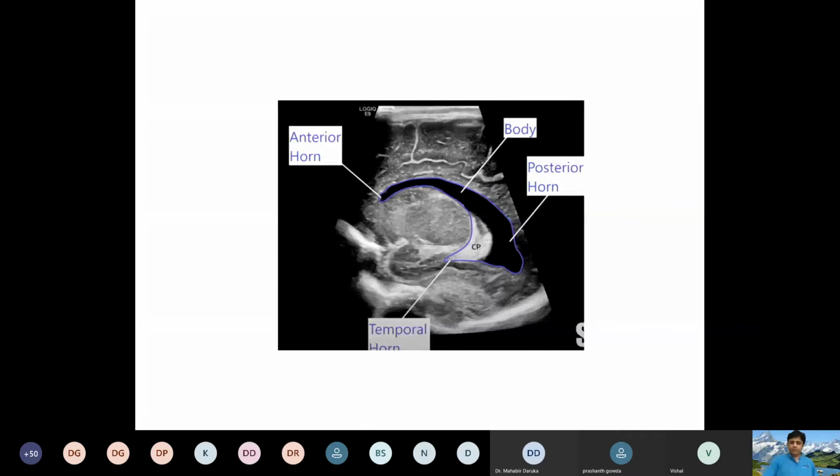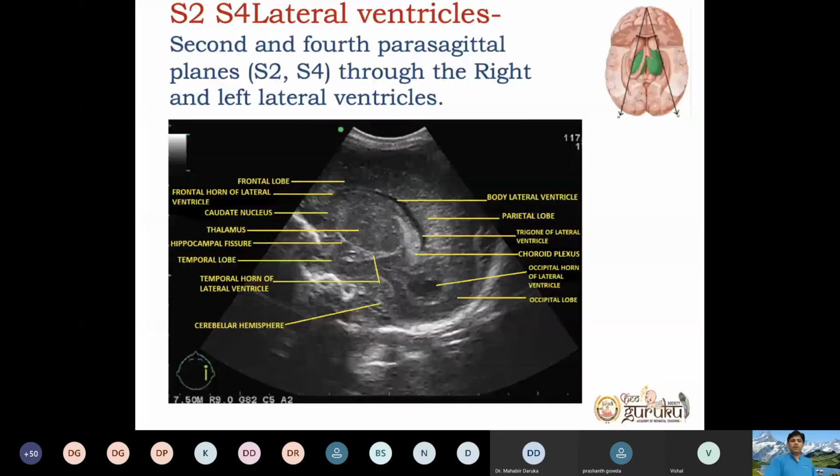So this is how. These are the parts which I've already told you. Frontal lobe, your anterior horn, body, occipital horn, have the caudate nucleus anteriorly, C comes first, and thalamus posteriorly. You have the choroid plexus. Then you have your temporal lobe and cerebellar hemisphere. Then you have your Sylvian fissure, also partly you can see. Posteriorly you can see your occipital lobe. Based on the anatomic location, the respective structures will be seen.